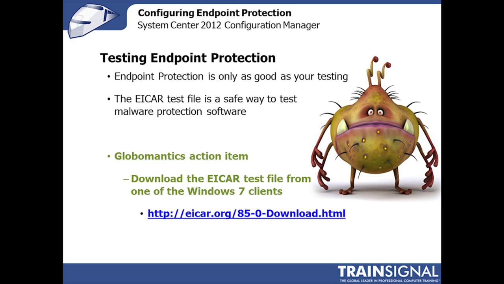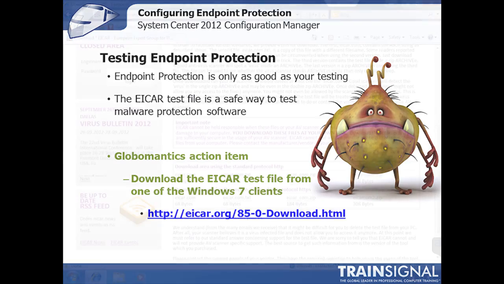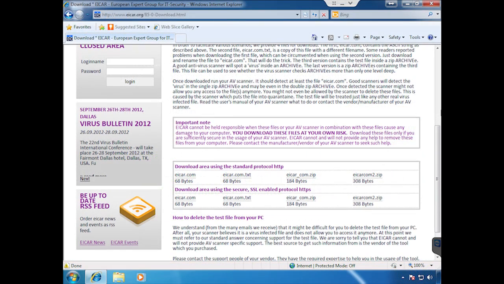Therefore, from one of the Windows 7 clients, you've been asked to download a test file from the link you see on your screen, so that you can make sure that endpoint protection actually does capture and report on the issue. This time I'm on Win7-1, and you can see that I've already browsed to this link that you saw on your screen. There are a number of files available for download. I'm going to download eicar.com.txt.